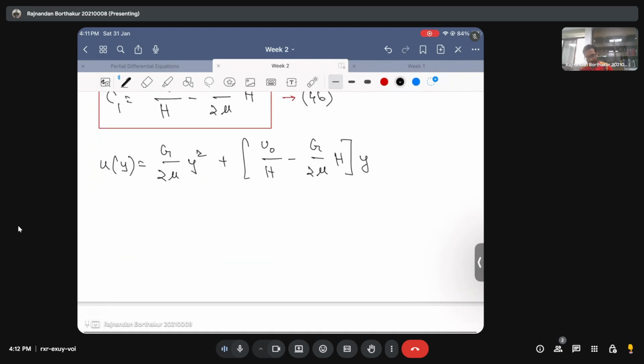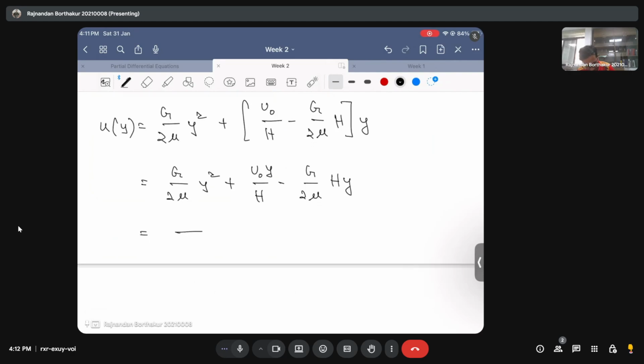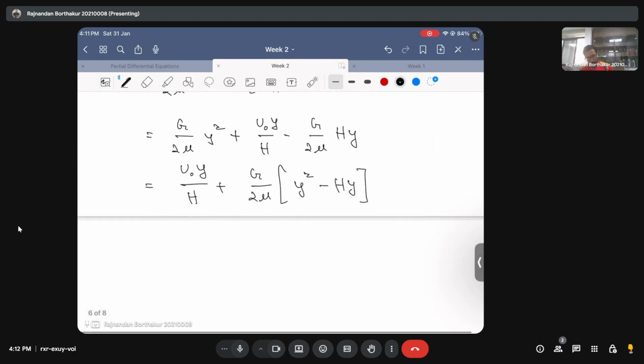If we simplify this a little bit, I'll show you something interesting. So this can be written as g by 2 mu y square plus u naught y by h minus g by 2 mu h y. And then maybe I'll write it as u naught y by h plus g by 2 mu into y square minus hy. So then what do you see?